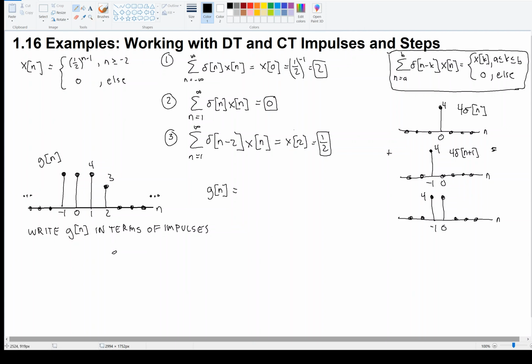And that's an even better start, right? Because if I look at my original signal, I have a 4 at -1 and a 4 at 0. So I could continue on like this. And I can write my signal as 4 delta of n plus 1 plus 4 delta of n plus 4 delta of n minus 1, so that's the delayed impulse, that's this one here, plus 3 delta of n minus 2. Okay, that's it.